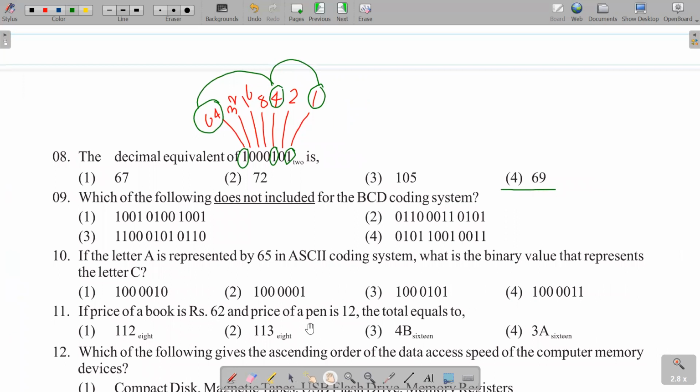Okay, so after the 9th, you have asked me to do the 14th. No, after the 8th, it's a 9th. So the question is: which of the following does not include for the BCD coding system.